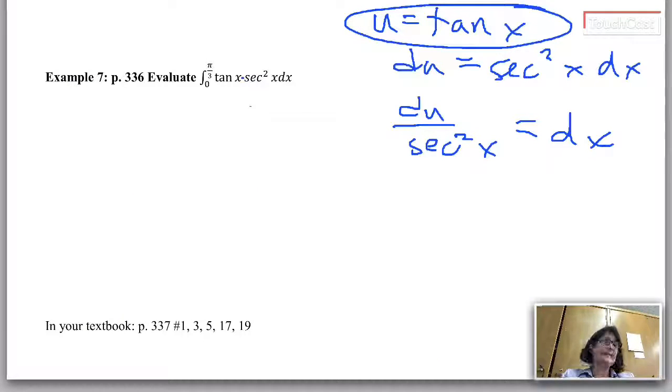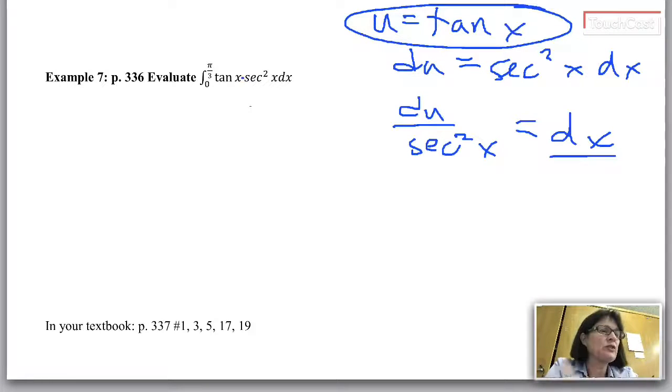So another way to do this exact same problem, that's not very different. I'm going to make the same substitution. I'm going to let u equal tangent x, so du is secant squared of x times dx, and du over secant squared of x is dx. That's me trying to isolate dx. That part's exactly the same.